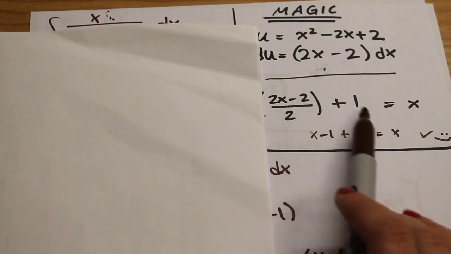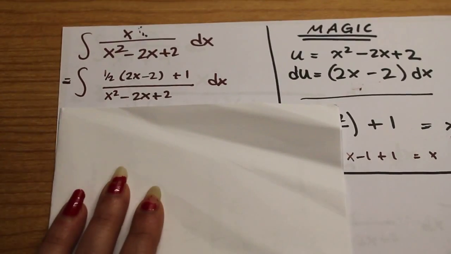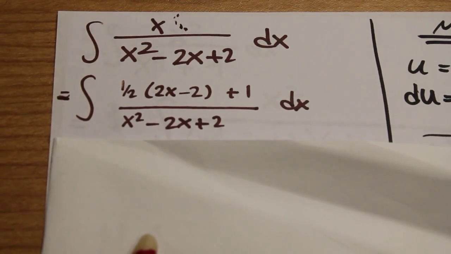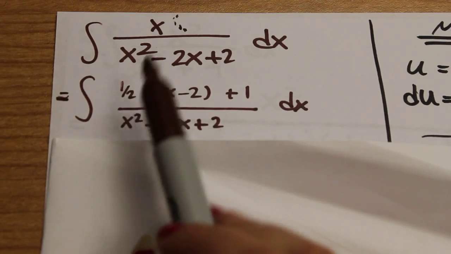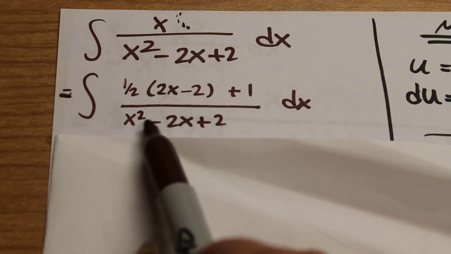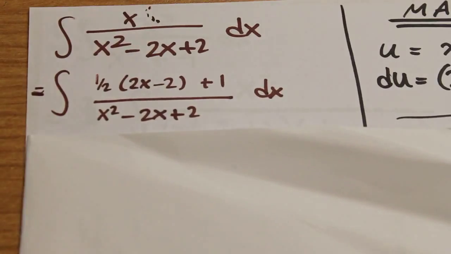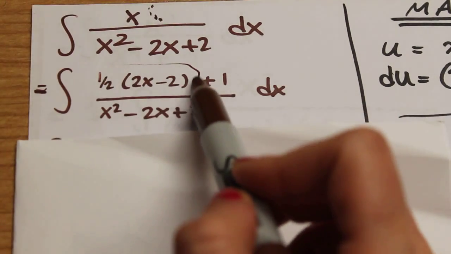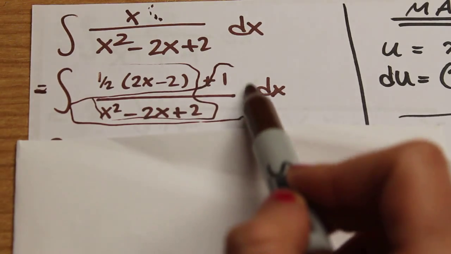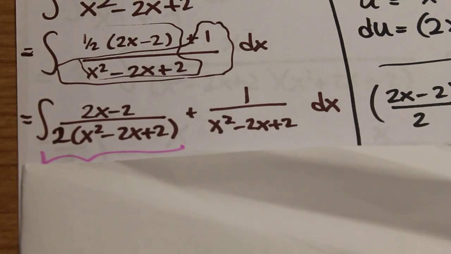I subbed this into my integral. And let me just zoom in so you can see better. So now we have half of 2x minus 2, plus 1, all over x squared minus 2x plus 2. So we're trying to integrate that. Now because we have this whole thing here, and then we have a plus 1, right? What we can do is just split the integral up.